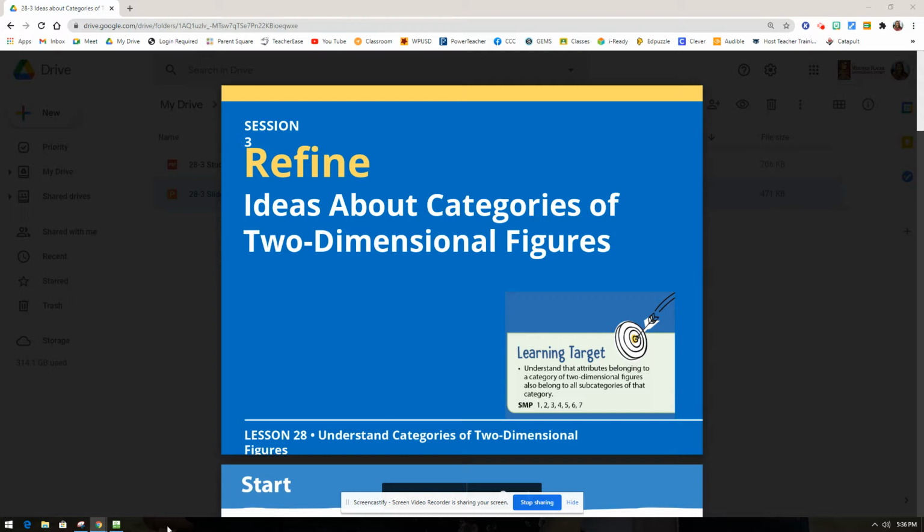This is our refine session. It's taking everything we've learned so far about two-dimensional figures and putting them into categories, and we're going to show what we know during this refine session. It's actually not very long today. It's only 5 questions. It's on pages 583 and 584 in your Ready Classroom Math Workbook.